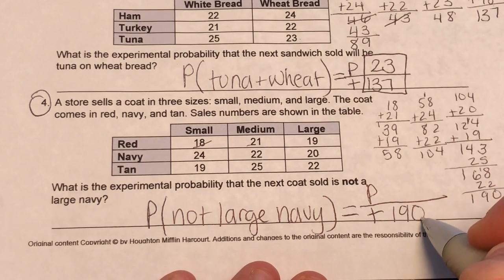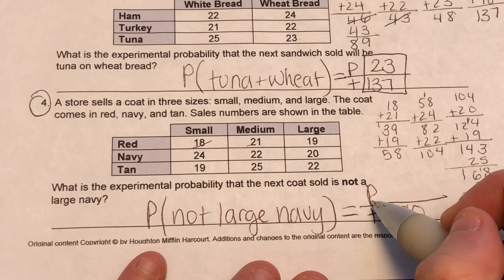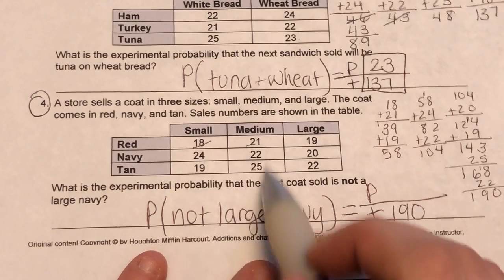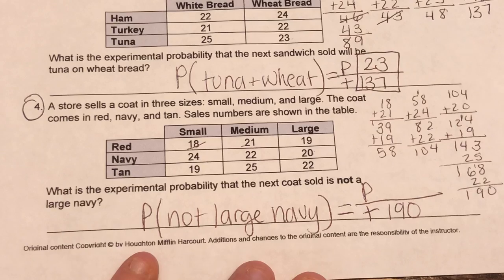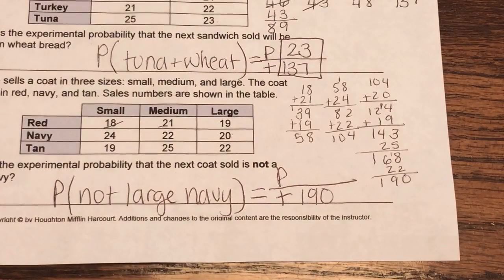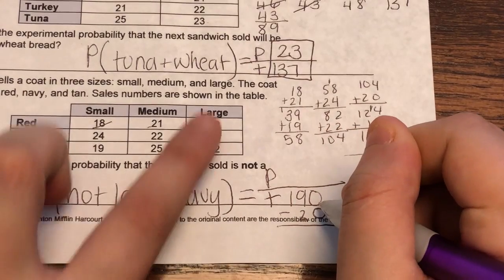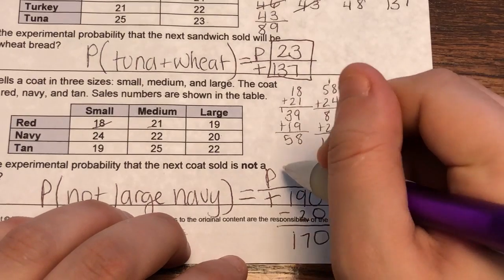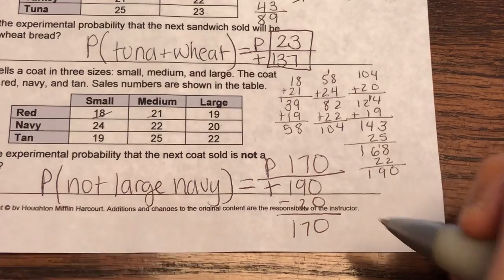Okay, so that's my total number of people. So then my next step is to find my part. Well, my part is not a large navy. So it is literally everything but large navy, 20 things. So what I have to do, the easier way to find everything else, is to subtract 190 minus 20, everything that's a large navy, and I get 170. All right, so that is my part. 170 are not a large navy.